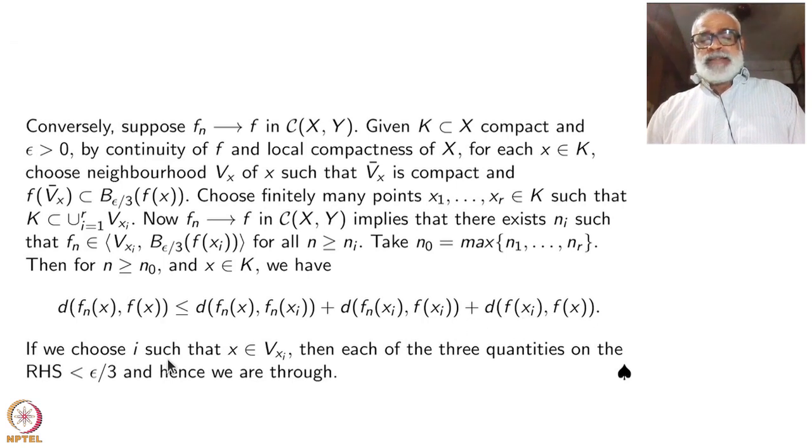Now x is inside K, so it is inside one of these Vxi. Choose a particular Vxi, say x belongs to Vxi. Then each of these quantities on the right hand side will be less than epsilon by 3, because I have chosen i here. If there happens to be j, you have to put j everywhere, that's all. So they are epsilon by 3, and hence we are through: the sum total, this distance, is less than epsilon.